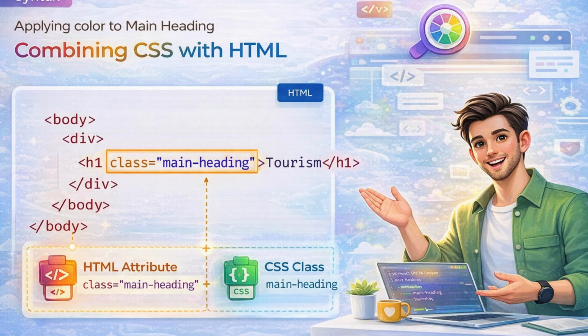Key takeaway: HTML defines content, CSS defines appearance, and the class attribute is the bridge between them. This method keeps your code clean, reusable, and scalable, especially when building large websites.